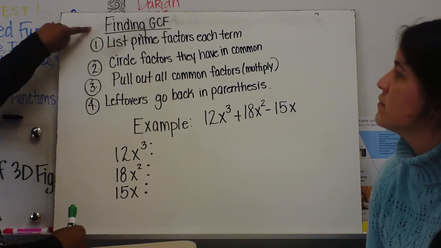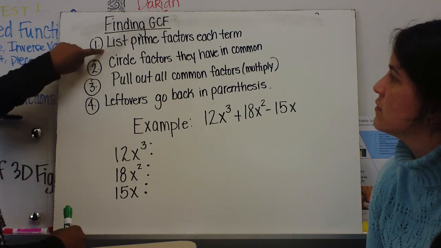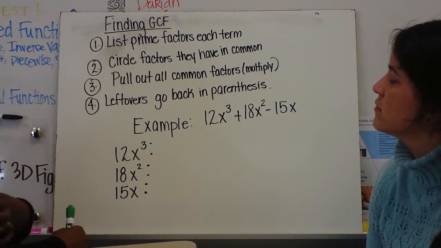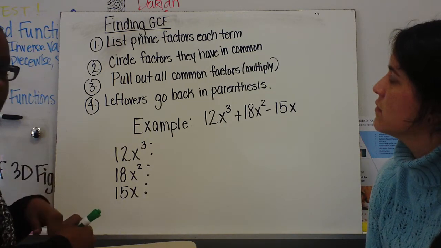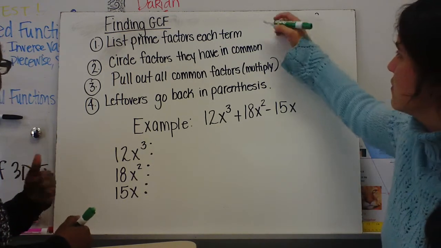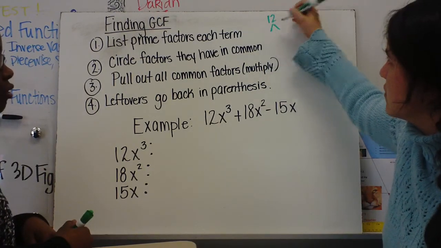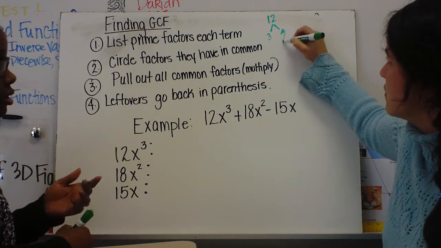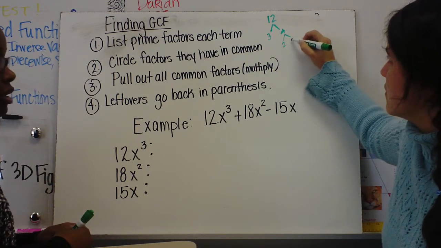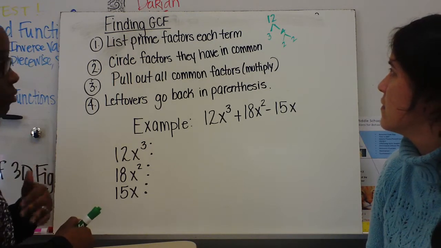To find the GCF, I kind of broke it down into steps. The first thing you want to do is list the prime factors of each term. And prime factors, as you remember from 6th or 5th grade, is your little factorization tree. I think that's how you learned it. So if you had 12, then the prime factors would be 3 times 4, and then you have to break 4 down into 2 times 2. So you want to break it down where it can't be multiplied by anything but 1.